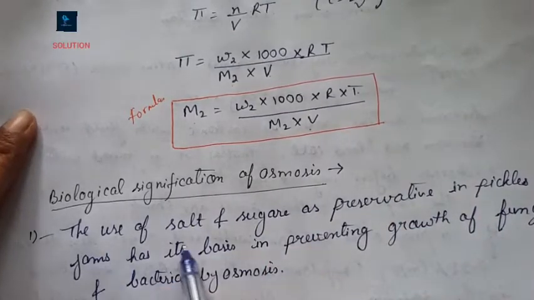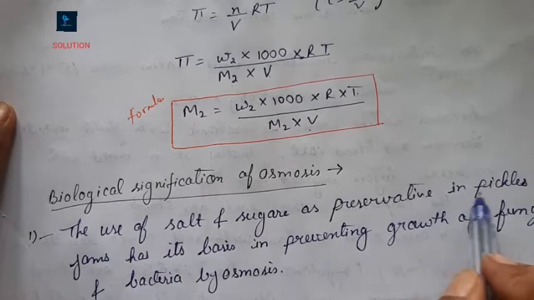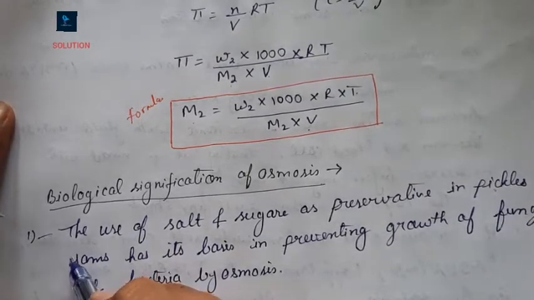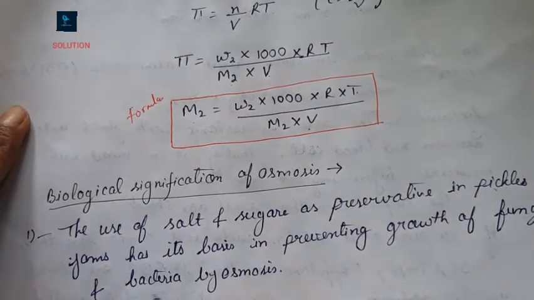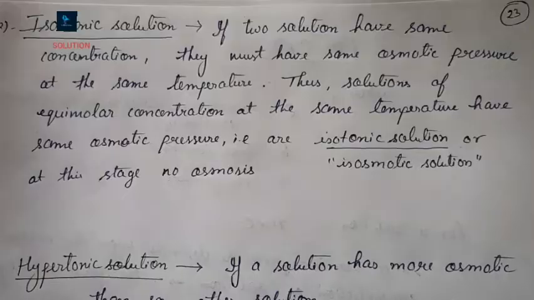Now, some biological significance of osmosis. First, the use of salt and sugar as preservatives in pickles and jams has its basis in preventing the growth of fungi and bacteria by osmosis.